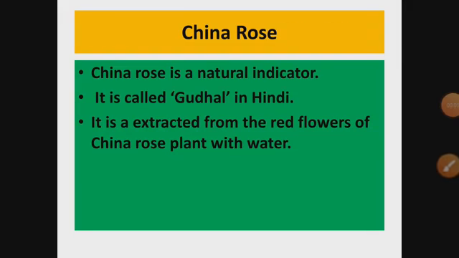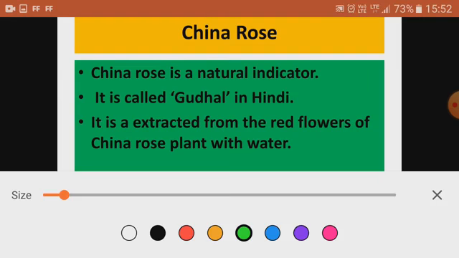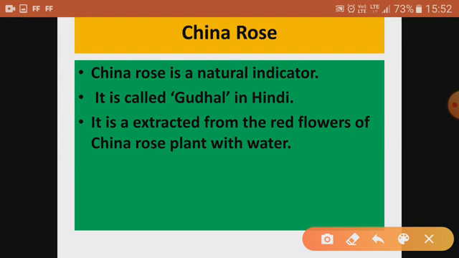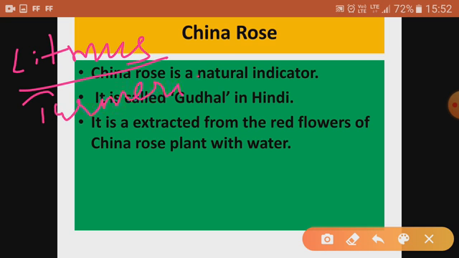Hello students, we were discussing indicators, and the first indicator used very often is the natural indicator. Under the category of natural indicators, we were discussing China rose extract. Till now we have discussed litmus paper, that is a natural indicator. Then we discussed turmeric, another natural indicator, and now today we will be discussing China rose and red cabbage.